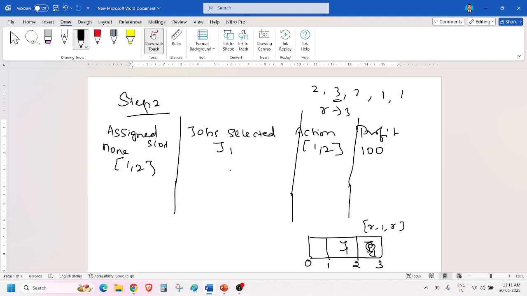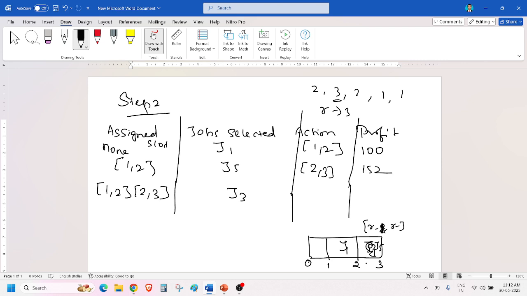Next we are taking job 5 because that is the next job we have. If you take R minus 1 comma R, you will get 2 comma 3. So job 5 is assigned, which is nothing but 2 comma 3, where you make the profit 100 plus 52, and you get 152. Next we are taking job 3, as per the order only we are moving.